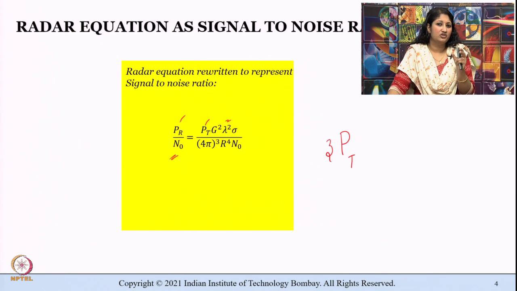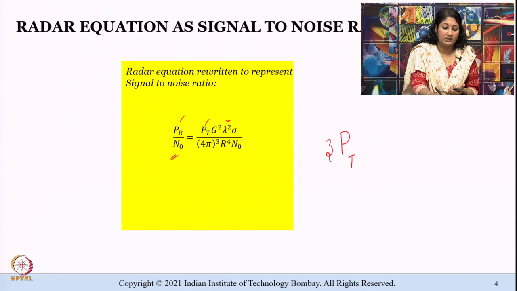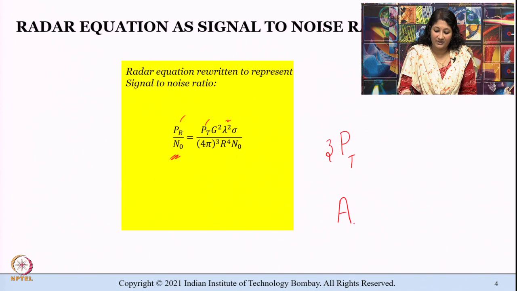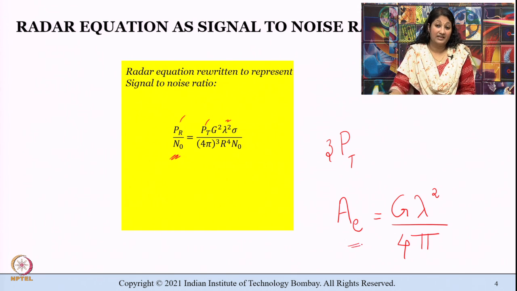But I am going to say that shorter wavelengths will have better signal to noise ratio. But then you must be wondering how, because you know signal to noise ratio is directly proportional to square of wavelength, and now I am telling you that no, shorter wavelengths will have better signal to noise ratio. Now the reason for that is, if you remember the derivation of the radar equation, you can recollect that the effective area of an antenna is nothing but gain into square of wavelength by 4 pi. What is this? Effective area of an antenna.